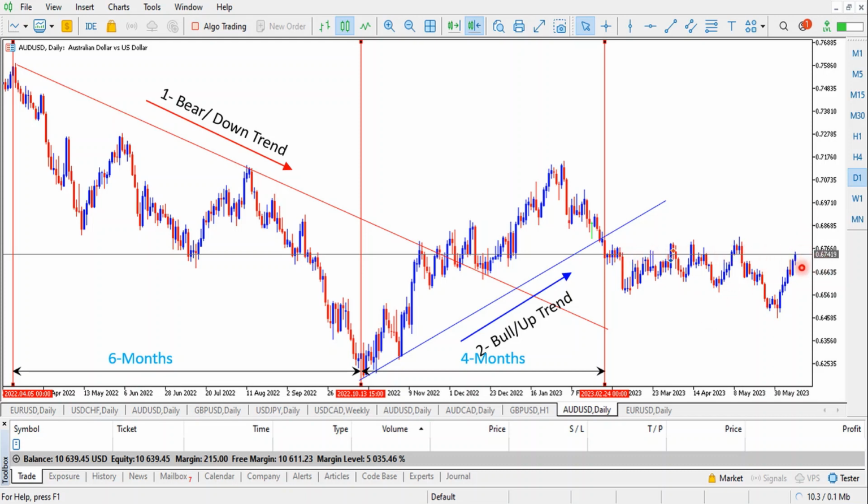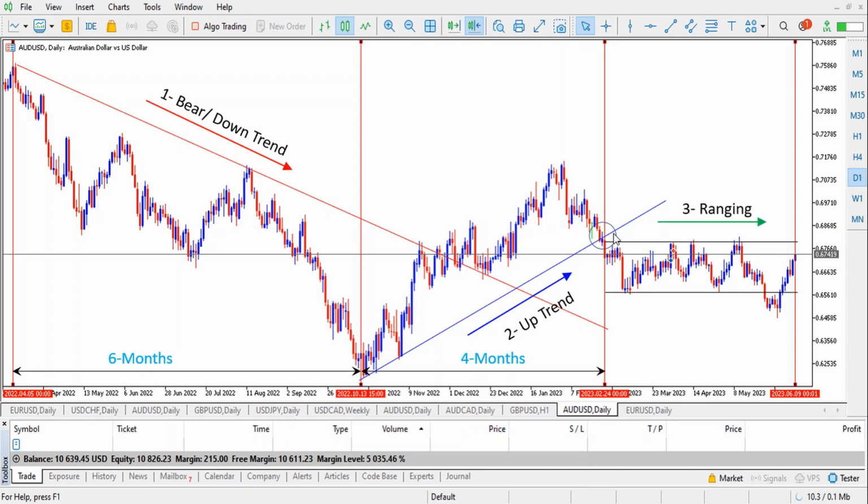Again, I will draw one vertical line here to show for how long the market has moved sideways. At the current price, which is 9 June 2023, which is today, after the price broke down here, the market moves sideways, and this type of movement is called ranging. And this ranging trend in Australian US dollar has taken almost 3.5 months.